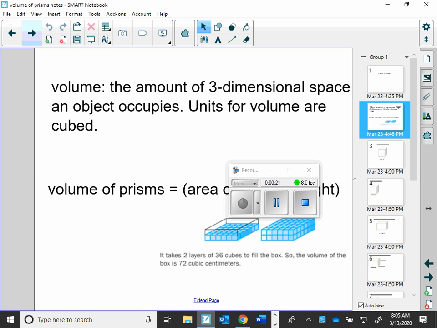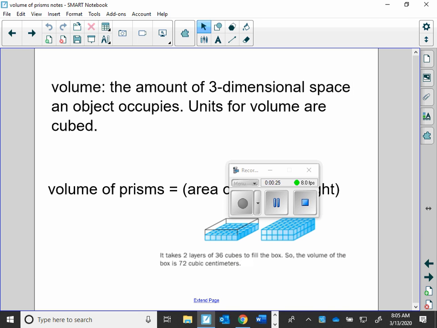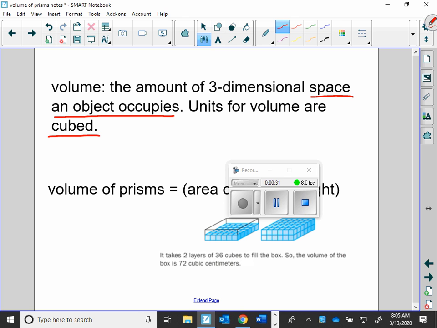So volume is the amount of three-dimensional space an object occupies. And units for volume are always cubed. Unlike in area, it is cubed.